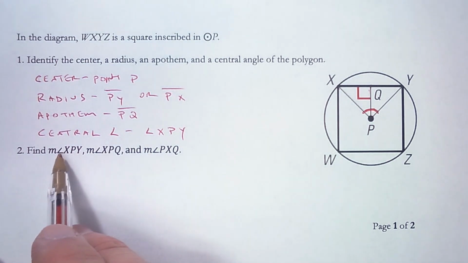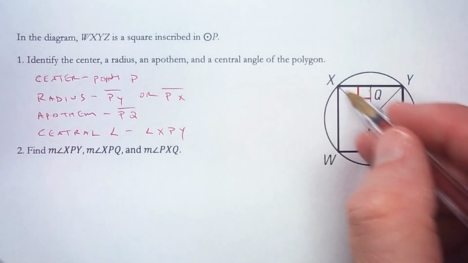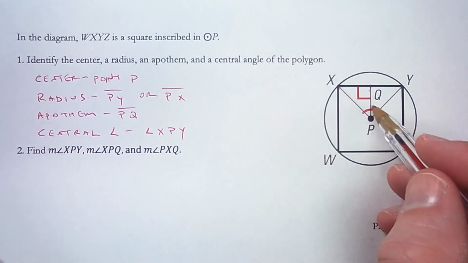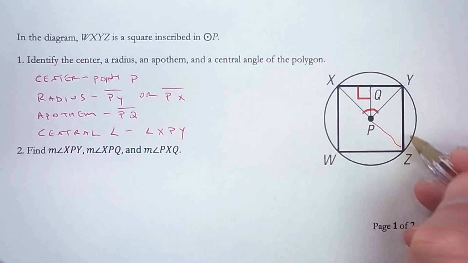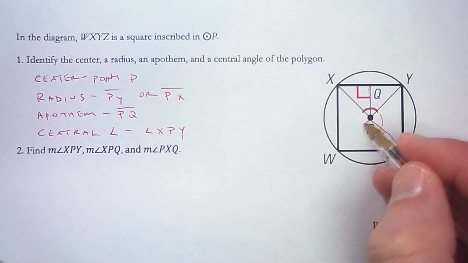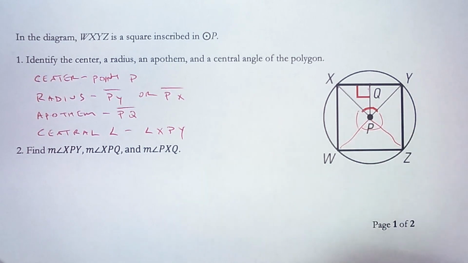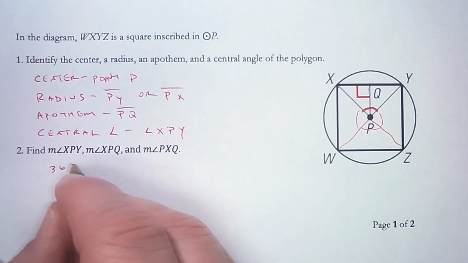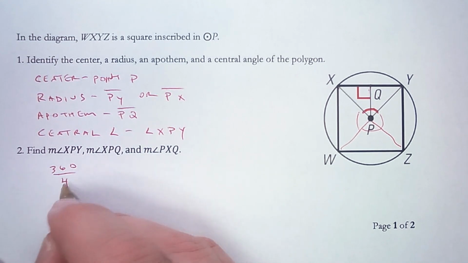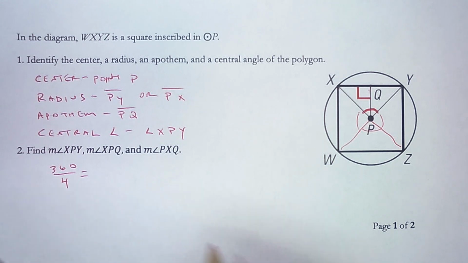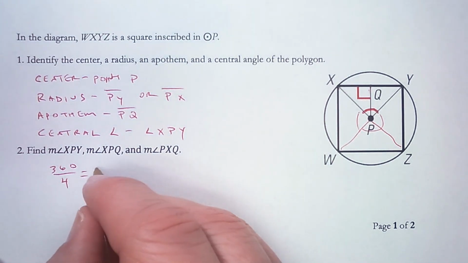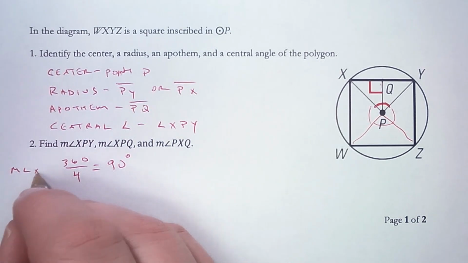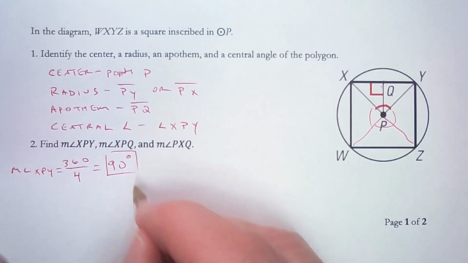Okay, now find the measure of angle XPY. So we're going to find the measure of this central angle. Now, how many central angles could I make? So I've got one central angle here. I could make another central angle here, that's 2. I could make one here, that's 3, and here is 4. So to find the measure of one of those central angles, I can do 360 divided by the number of central angles, which is 4, and 360 divided by 4 is 90. So the measure of angle XPY is 90 degrees.